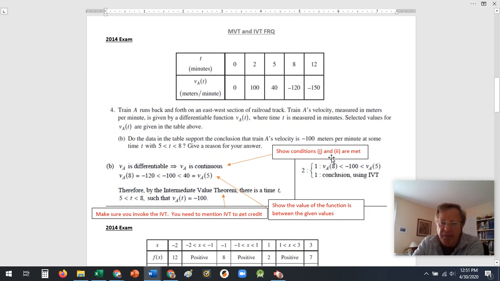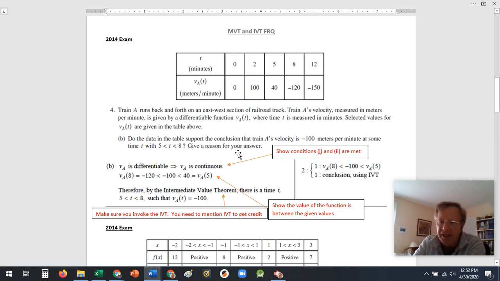Here's an IVT problem. Train A runs back and forth on an east and west section of railroad track. Train A's velocity is measured in meters per minute. It's given by a differentiable function. Again, guys, differentiable function. That means it's differentiable and it's continuous, where time t is measured in minutes. Selected values for the velocity are given in the table above, okay? So, part B of the problem. Do the data in the table support the conclusion that train A's velocity is negative 100 meters per minute at some time between 5 and 8? Give a reason for your answer.